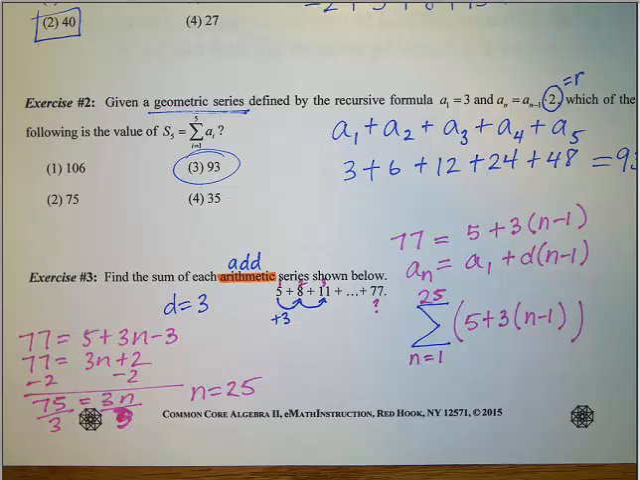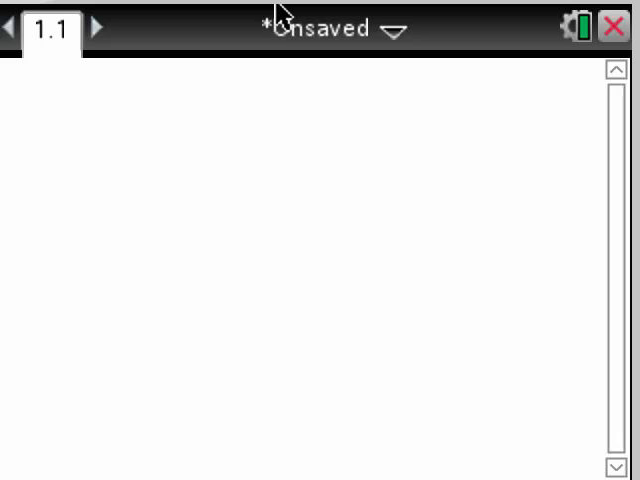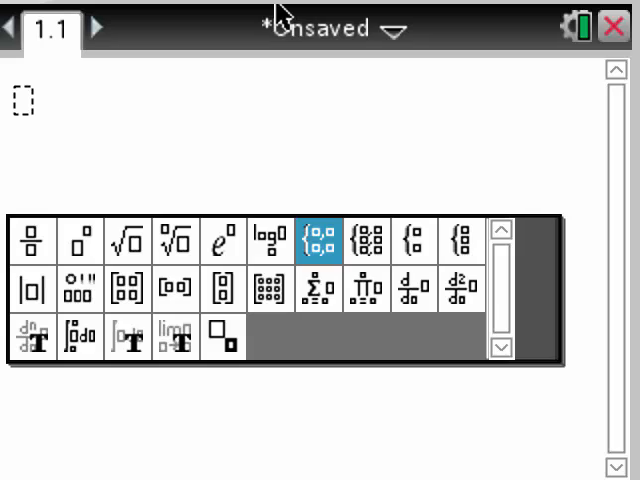Now here's the cool part. You're going to grab your calculator. You don't actually have to do this. Your calculator will. So grab your calculator. So you want to be on a calculator page, and the summation button is next to the number 9. So hit that template next to the number 9.